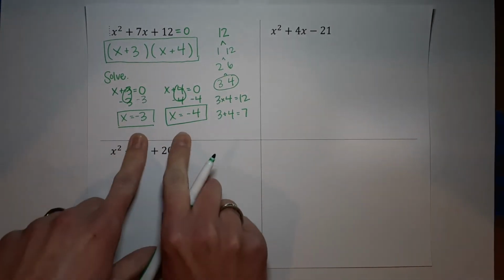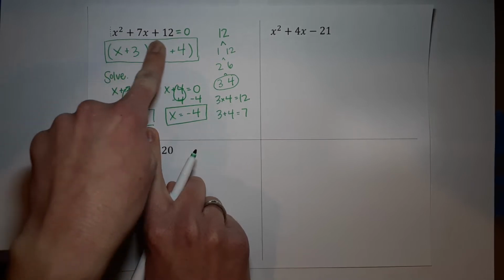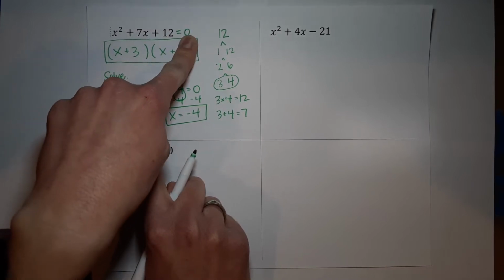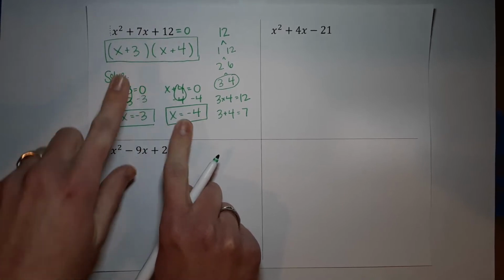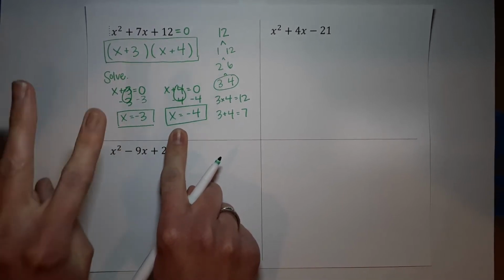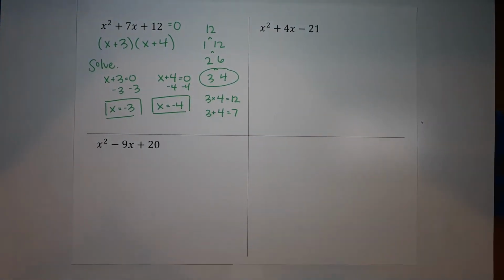Okay, if you are asked to solve, that's your answer. If you were to plug negative 3 in for all these x's, you would get 0. It would work. If you were to plug in negative 4, it would also work. Okay, so those are the two answers that x can be. Okay? Okay, next problem. This one has a negative, but it's not too bad.